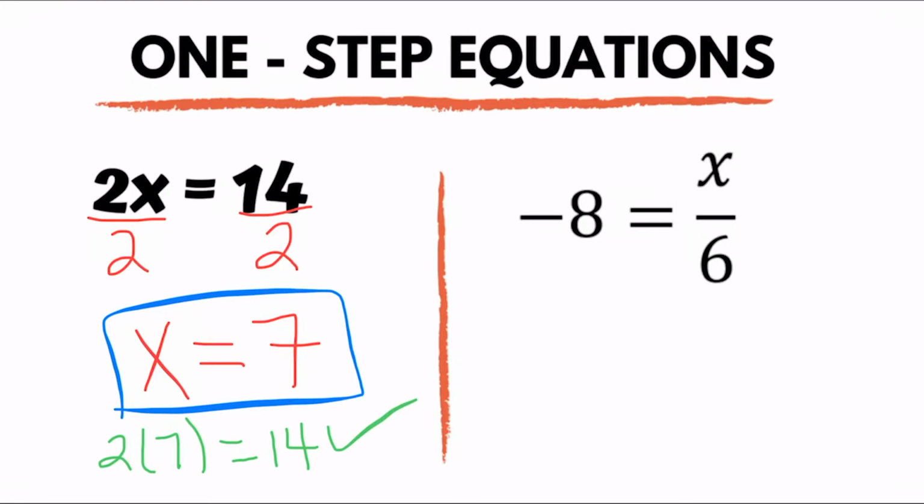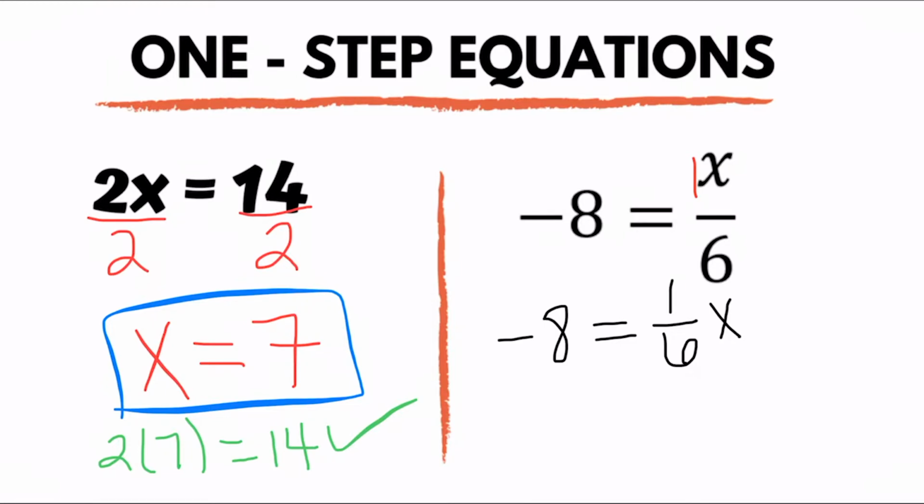This is negative 8 equals x over 6. Now, the x over 6 is technically 1x over 6, so the fraction here is 1x over 6, but I can rewrite this, so if it helps you to visually see it this way, you can rewrite it as negative 8 equals 1 over 6 times x, because that's what's happening here is the fraction is multiplying by x.